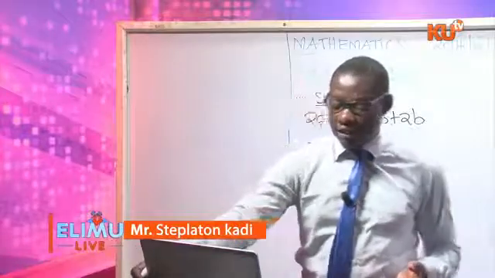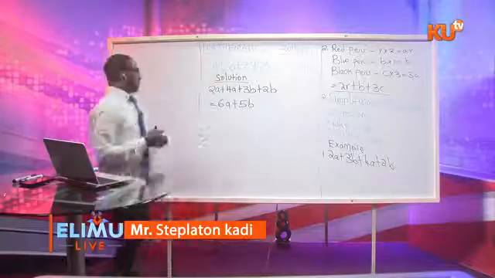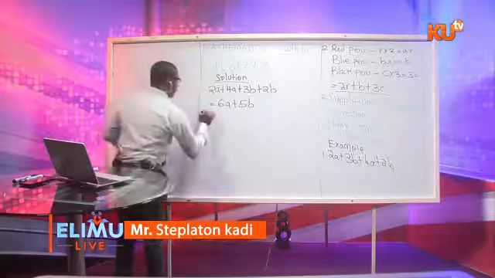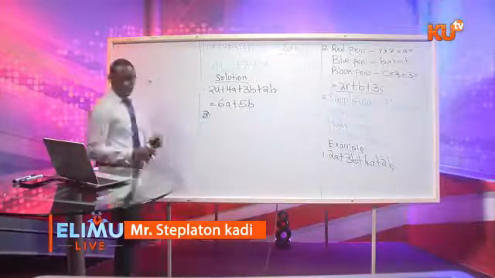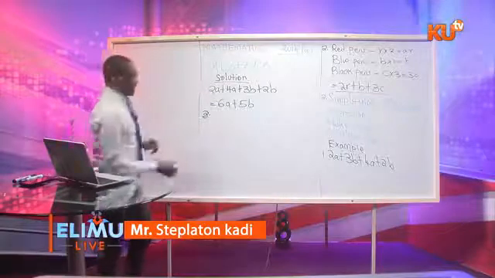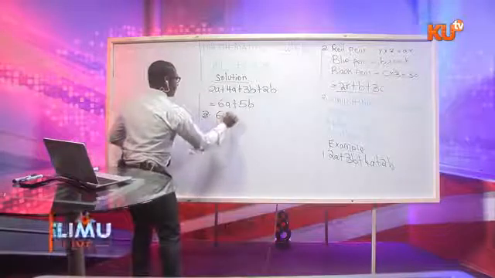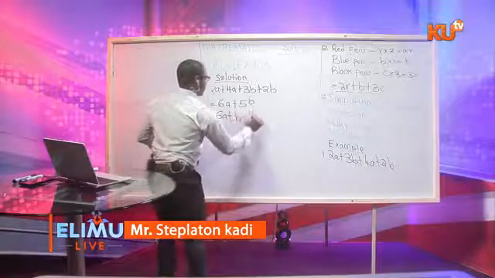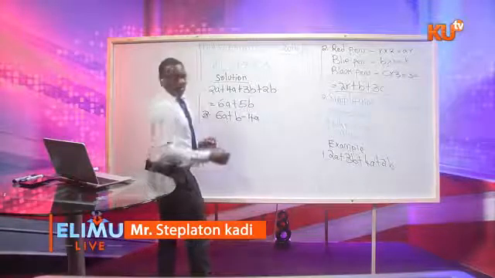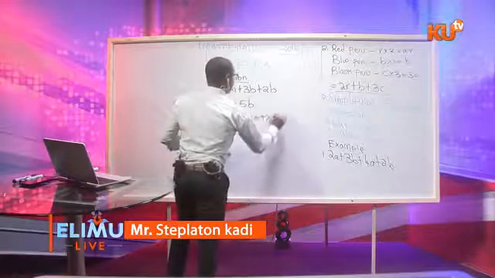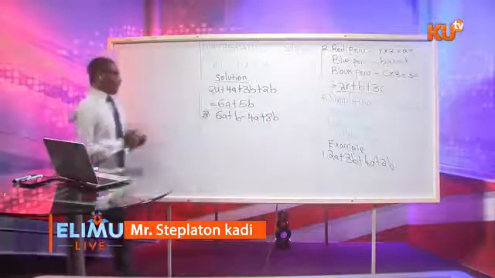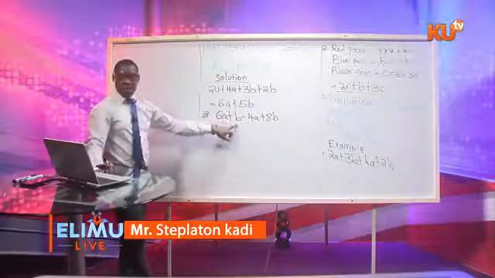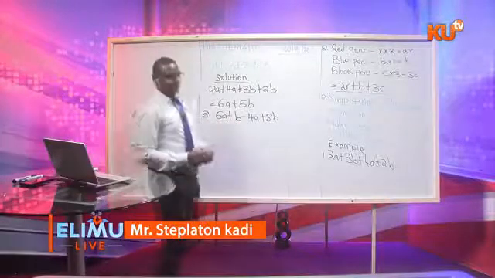We can look at another example. Example number 2. So that was example number 1. So we can look at example number 2. Example number 2 is 6a plus b minus 4a plus 8b. So we have our second example, 6a plus b minus 4a plus 8b.